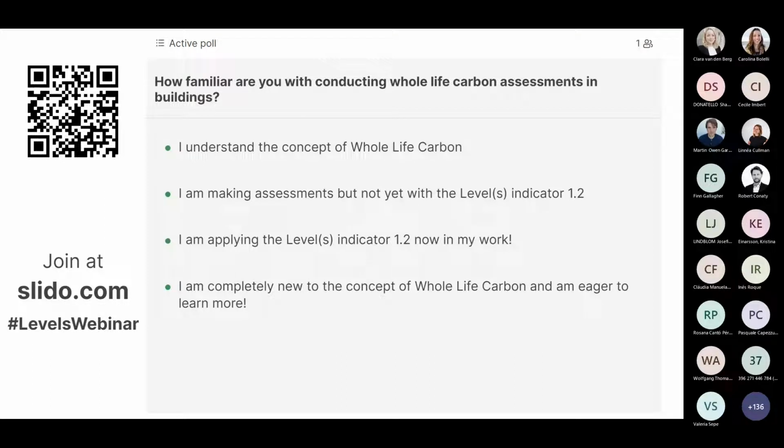The first one is, I understand the concept of whole life carbon. The second one is, I'm making assessments, but not yet with the levels indicator 1.2. I am applying the levels indicator 1.2 now in my work. And I am completely new to the concept of whole life carbon, and I'm eager to learn more. So please choose the answer options that are most applicable to you. Again, you can go for more than one. And let us know your level of experience with whole life carbon assessments in buildings. Again, this is going to be very helpful for our speakers also to know where to start, where to end their presentations.